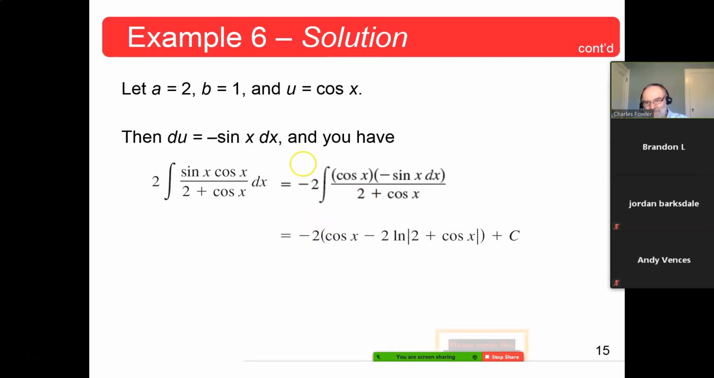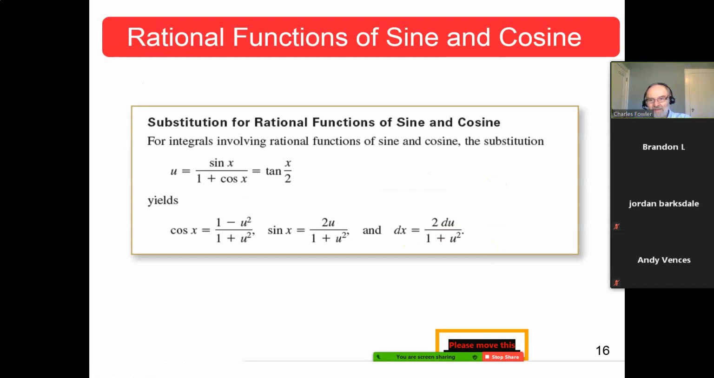You just distribute the minus 2 inside the parentheses: minus 2 cosine x plus 4 log absolute value of 2 plus cosine x plus c. In reality, you could change the absolute values to parentheses and be perfectly fine. Okay. Now, here is what I was leading up to before I remembered they did the problem 2.